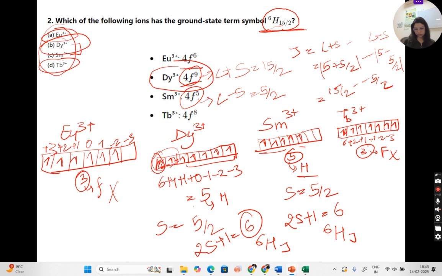Okay, someone says for Sm3+, L is 3, that is F. No, in that case L is not 3. In the Sm3+ case, if you calculate, we have a 5 electron system. So in this case, plus 3, plus 2, plus 1, 0 and minus 1, it is just minus 1, and we get the value of 5, which gives us the symbol H. This is not 3, this is the case of H. In the 4f6 system, we will get the value as F, not in the case of Sm3+.